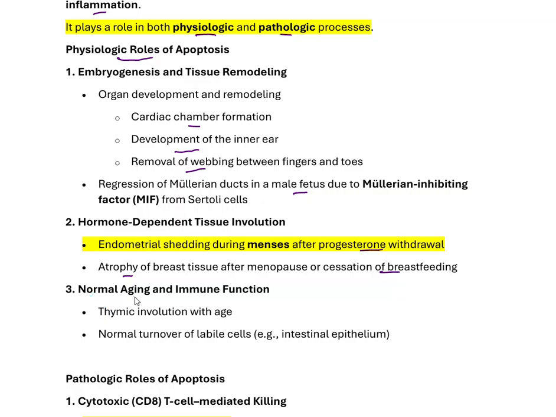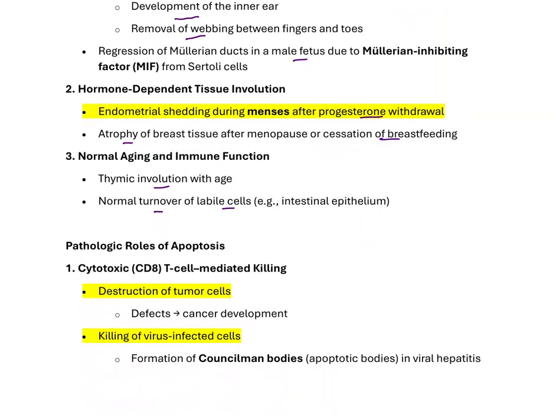So next is normal aging and immune function. When we are born, you can see on the chest X-ray a big thymic shadow. But as time goes on, what happens? The thymus becomes very small, to the point you can't even see it anymore. So that thymic involution with age is also through the process of apoptosis. Normal turnover of labile cells, for instance intestinal epithelium, is also related to apoptosis.